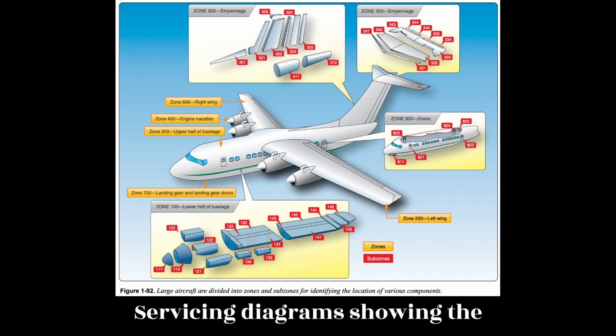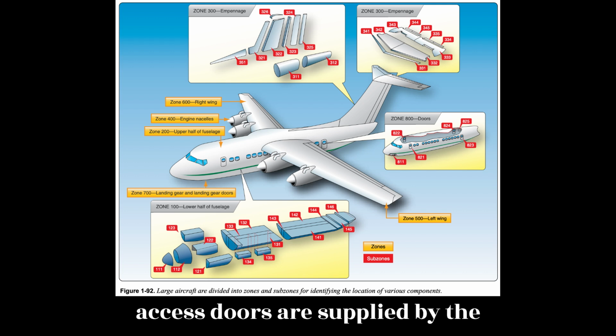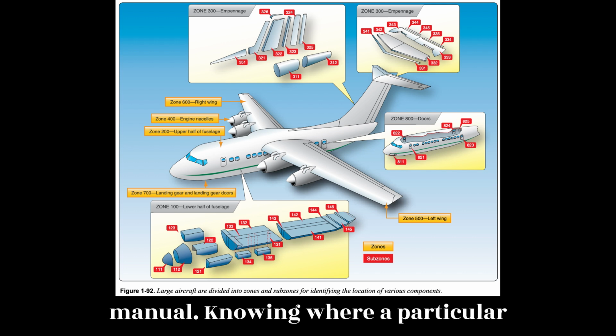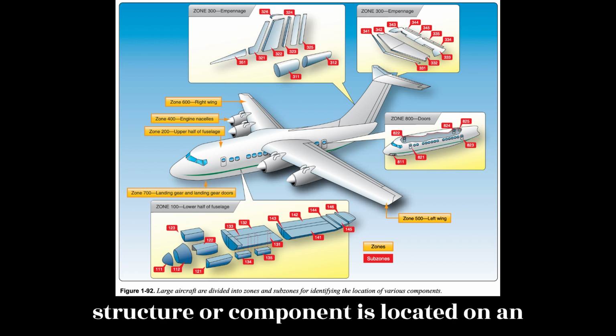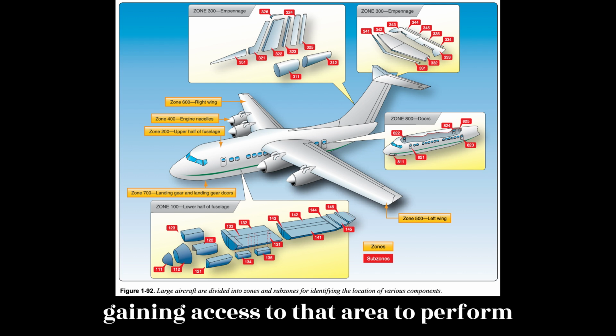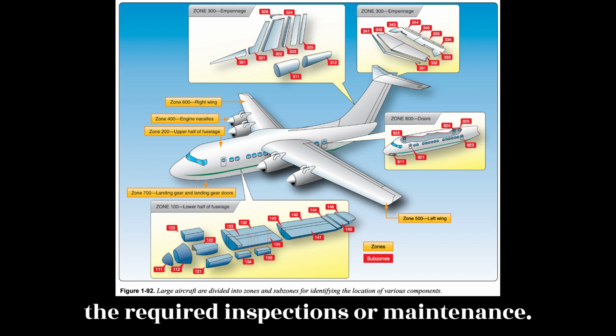Servicing diagrams showing the arrangement of equipment and location of access doors are supplied by the manufacturer in the Aircraft Maintenance Manual. Knowing where a particular structure or component is located on an aircraft needs to be combined with gaining access to that area to perform the required inspections or maintenance.